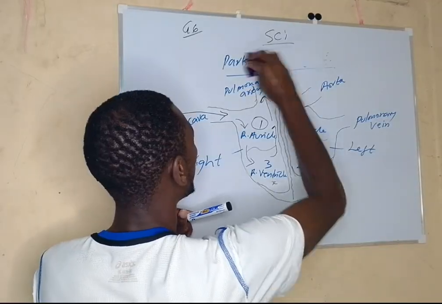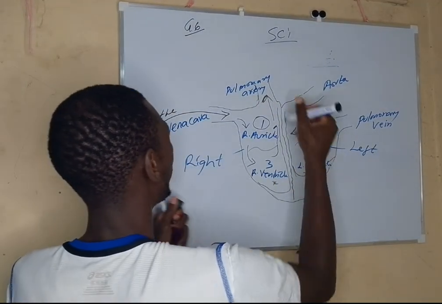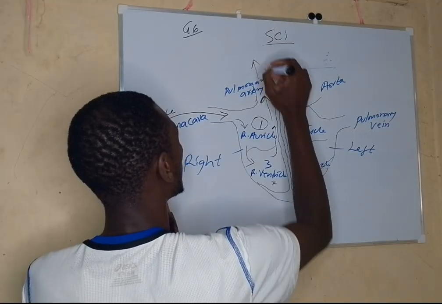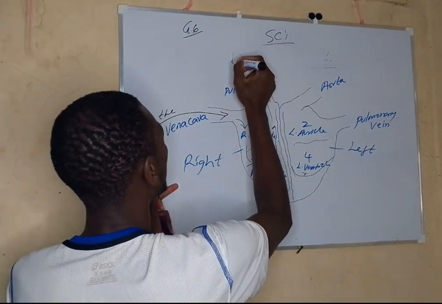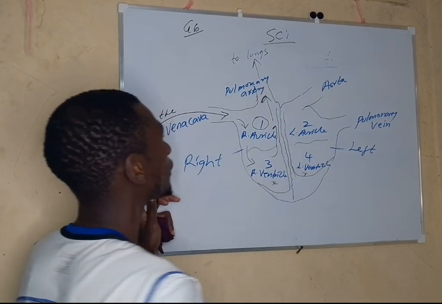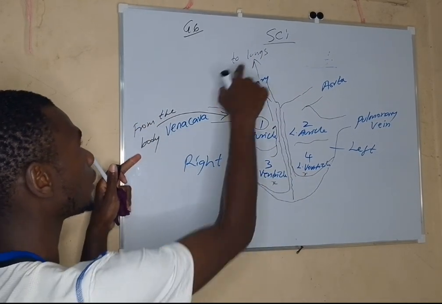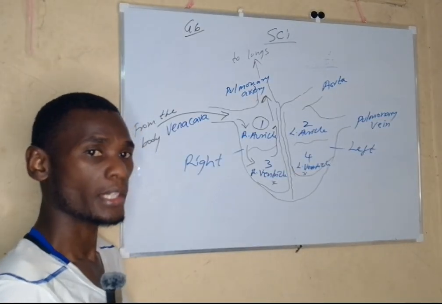Let me rub this part here. It pumps it to... So I want you to draw this arrow also here. That means that blood is going out to the lungs. So this one you write "to lungs". So this one is from body to lungs. It is the same blood.